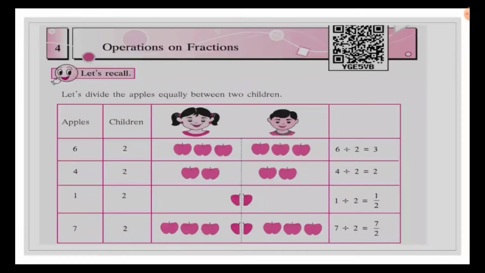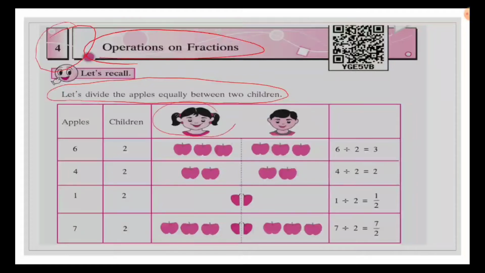First of all, whatever we have studied in the previous standard, we will be studying it first. Operations on fractions, chapter number 4. Let's divide the apples equally between two children. There is one boy and one girl. We have to divide some apples between these two children. There are 6 apples, and we have to divide them equally between the two children.